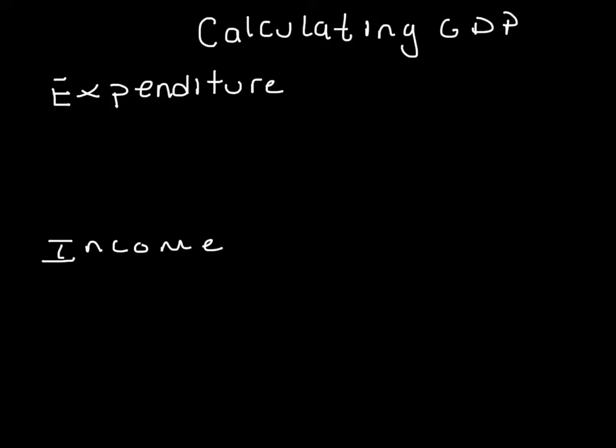So let's first talk about the expenditure method. All right, we're talking about spending, the expenditure method. So we're looking at what four groups spend in the economy. So number one, we have consumption. Say you go out and you buy a car. That's an example of consumption. So we take everything that is bought by a consumer.